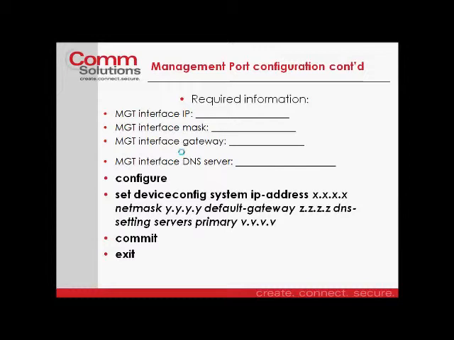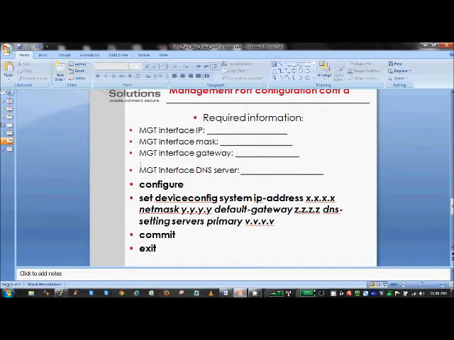Once we are able to get into the console, we will go into configure mode and use the command set device config to set the IP address, mask, and DNS server information for the management port. We will then commit that change, exit our firewall, and we will then be able to access our firewall via the GUI. And let's take a look at this process.